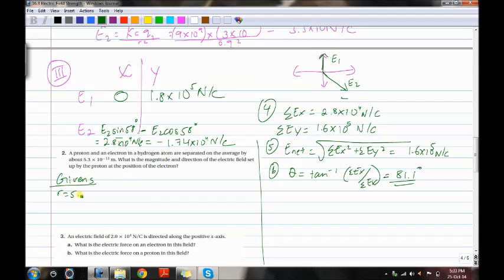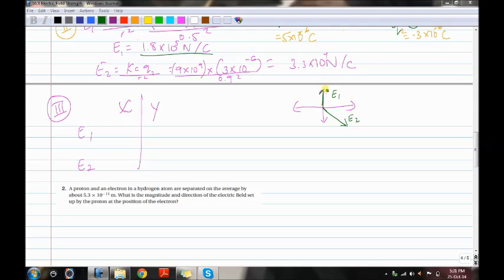So here we have the radius is 5.3 times 10 to the power of negative 11 meters. So here they're saying the electron and proton, so we will use the Q equals 1.6 times 10 to the power of negative 19 that we have used in the lessons before. So the formula is E equals Kc Q over R squared. And remember, Kc is 9 times 10 to the power of 9. So 9 times 10 to the power of 9 times the Q, which is 1.6 times 10 to the power of negative 19, over R squared, which is 5.3 times 10 to the power of negative 11.